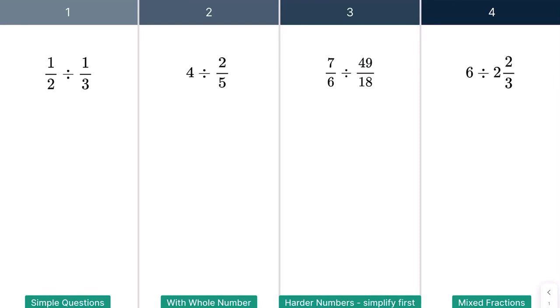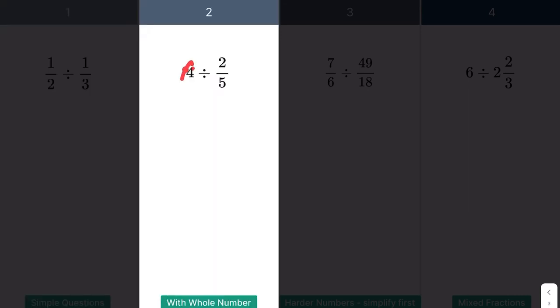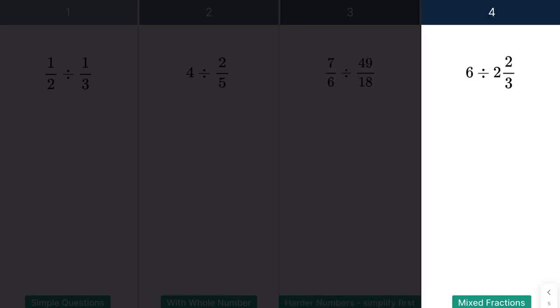Dividing fractions is what we're going to look at in this video. It's split into 4 parts. We're going to start off by looking at dividing 2 fractions together. Then we're going to move on to looking at dividing a whole number by a fraction. And then we're going to look at how do you deal with harder, bigger numbers like this? Can we cancel down to help ourselves out? And then finally, we're going to look at examples where we're dividing with mixed fractions.